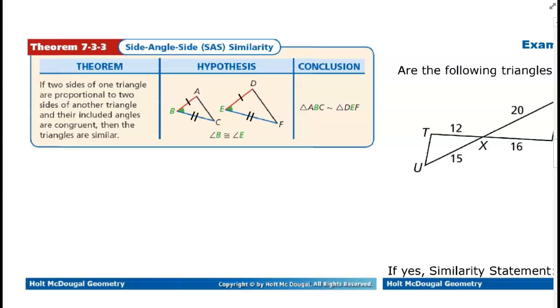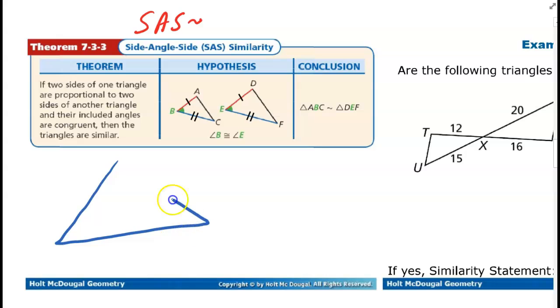Hello geometry students. The goal of this video is to talk about side angle side for similarity. So what this theorem says, if you have two sides that are proportional and the angle between the two sides is given, then the two triangles are similar.